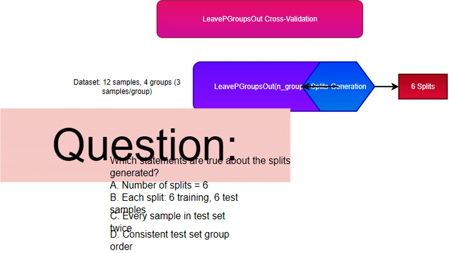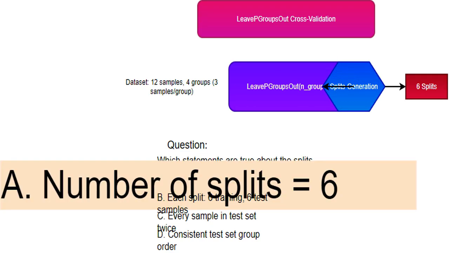This is the core question. I'm assessing my understanding of how "LeavePGroupsOut" creates the training and testing data splits given my dataset characteristics. Statement A states that I'll get exactly 6 different data splits. I'll check if that's true by working out the combinations. I'll use the combinations formula to confirm this.